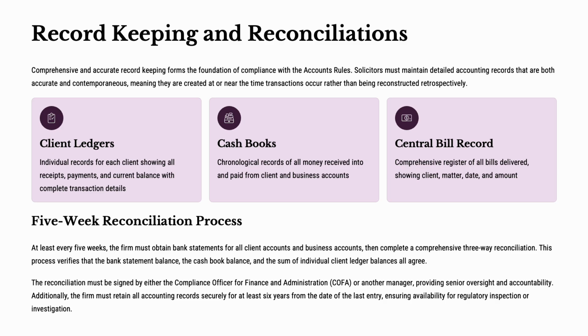Record keeping is very important. Accurate accounting records are not just encouraged, they are mandatory. You need to do it. Every receipt, payment, and transfer must be recorded in order. Firms must complete reconciliation every 5 weeks. What is reconciliation?